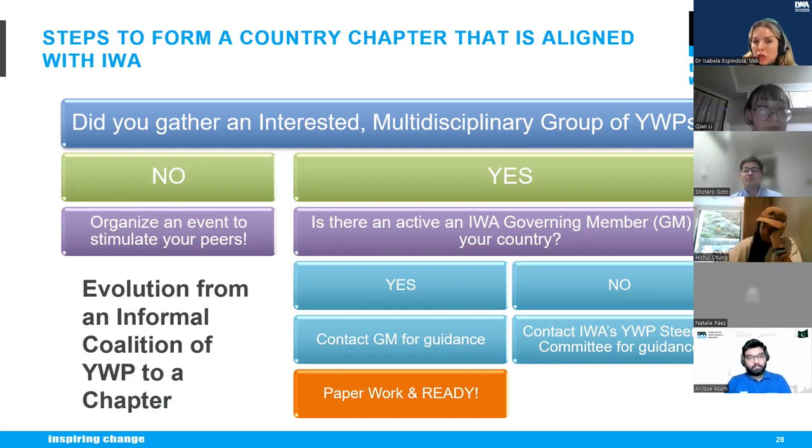And in case you don't have a group, but you are really keen to create a chapter, you can organize an event with your peers in your region, in your country, to start gathering their interest in creating the chapter. Another option is that you can always reach out to me, to the IWA Secretariat, and then we will try to put you in contact with other members that we already have in your country.